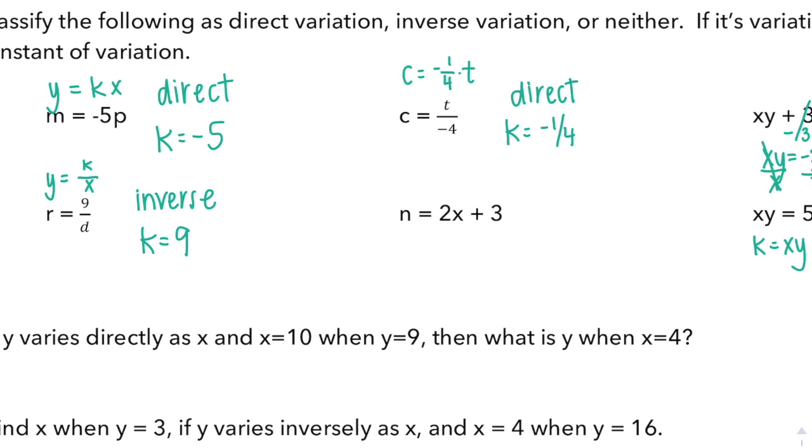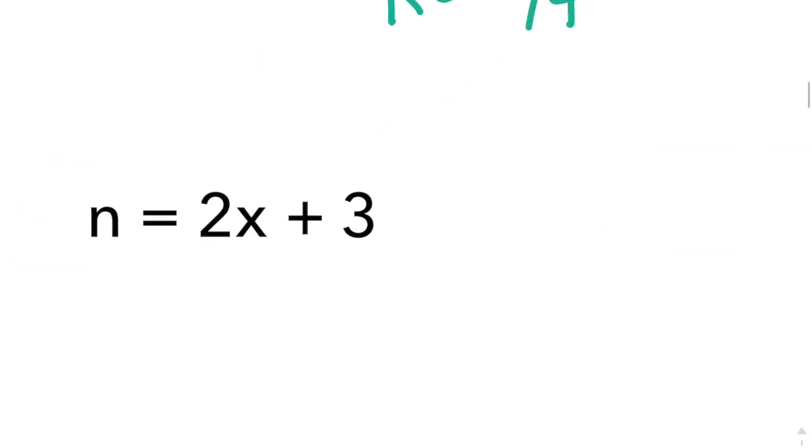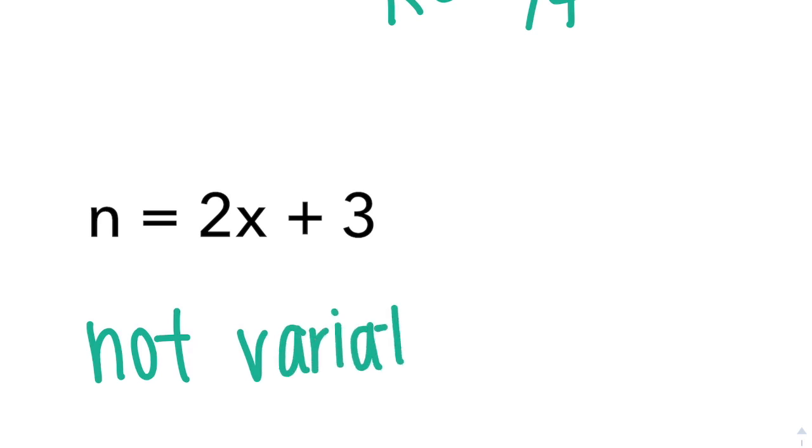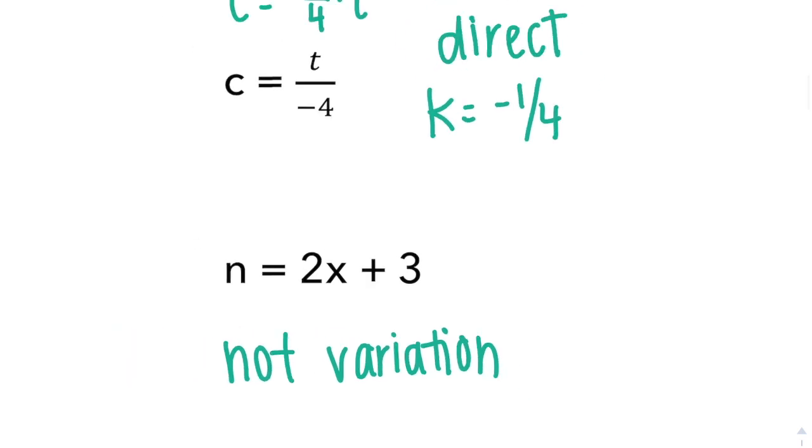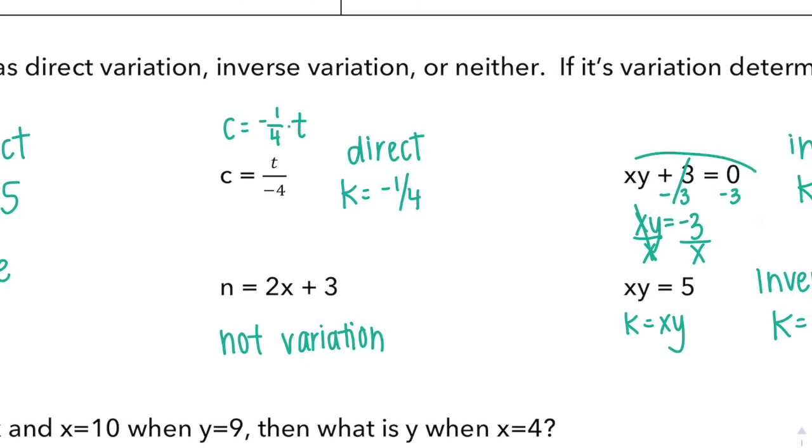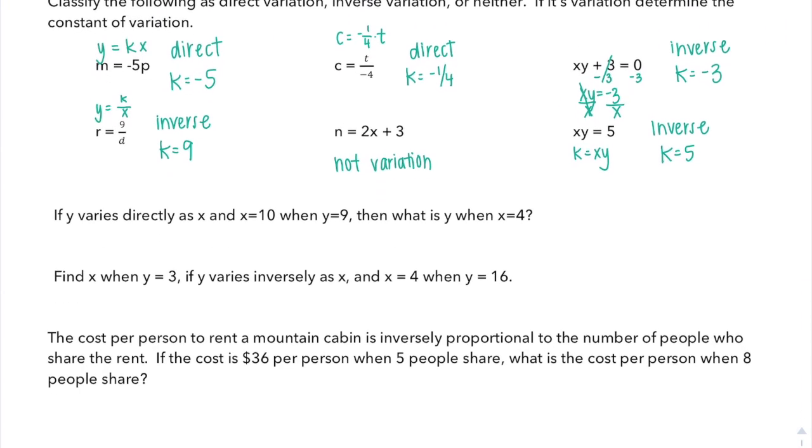And then taking a look at this one, I have n equals 2x plus 3. That's like saying y equals 2x plus 3. I could subtract the 3, and I'm still going to end up with that -3 plus 3. This is like saying, it costs $2 per hour plus a $3 fee to get in. So this would not be variation. So 90% of the time when you're adding or subtracting, it's not going to be variation. That plus 3 ruins it. But over here, the difference was that the x and y were being multiplied together. So when I subtracted 3 and end up dividing, I end up with inverse.